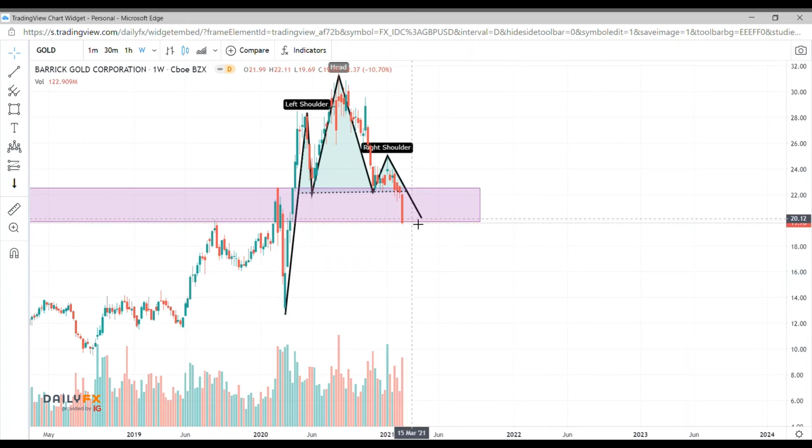We may get a little bit of a bounce up before a further move down, because normally with a head and shoulders pattern you get a retest of that position before rolling over. Then I'd expect to see it down in maybe the $12 zone for Barrick Gold. And we'll watch this one play out over the next week or so, maybe a couple of weeks.